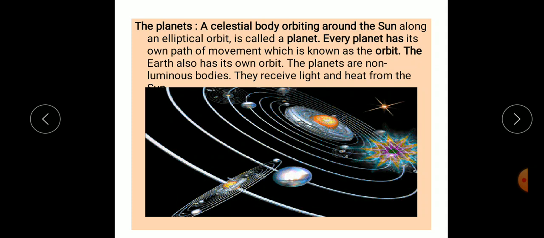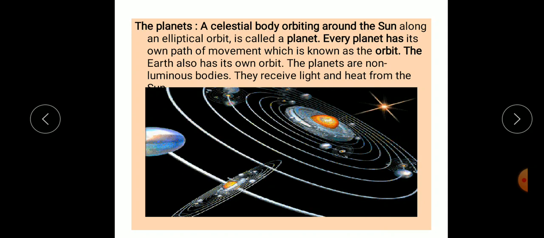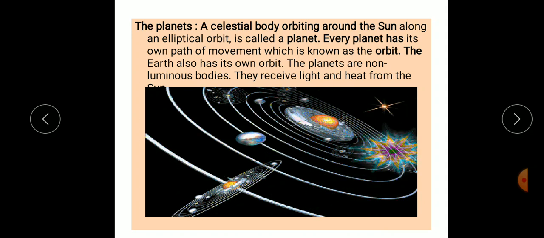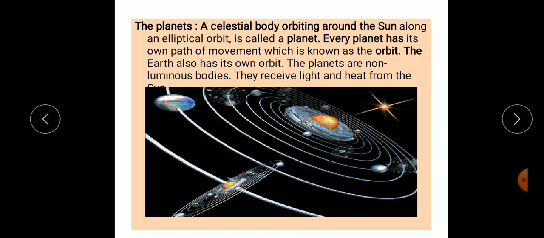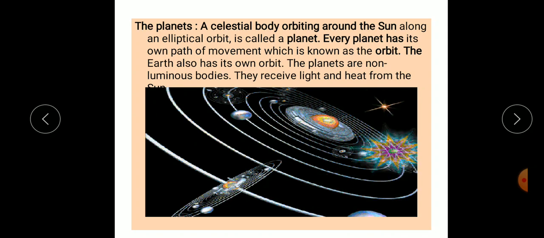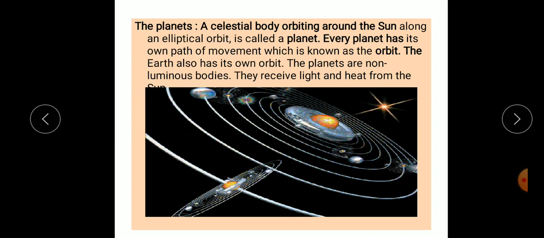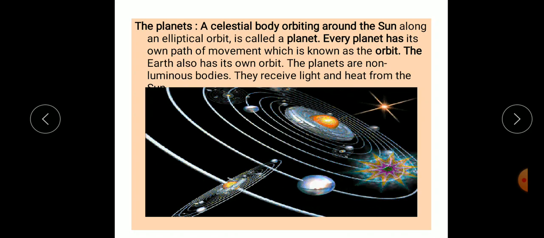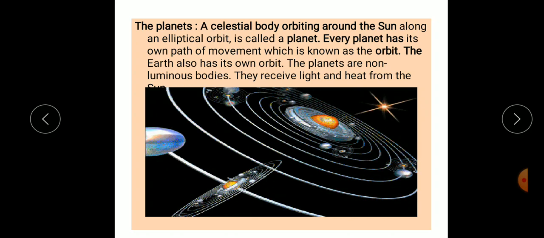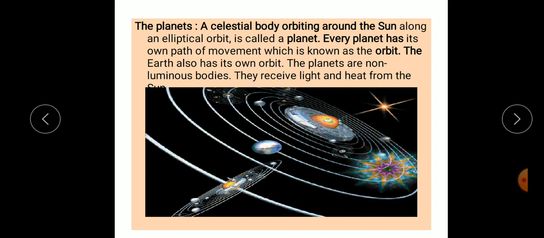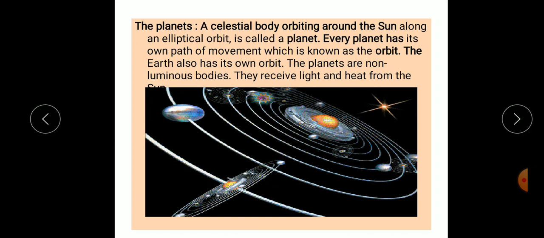Next, the planets. A celestial body orbiting around the Sun along an elliptical orbit is called a planet. Every planet has its own path of movement, which is known as an orbit. The Earth also has its own orbit. The planets are non-luminous bodies. They receive light and heat from the Sun. You can see in the image, students, how the planets are revolving in their own paths.